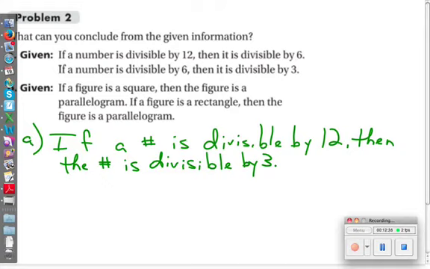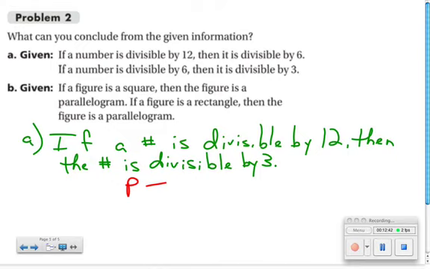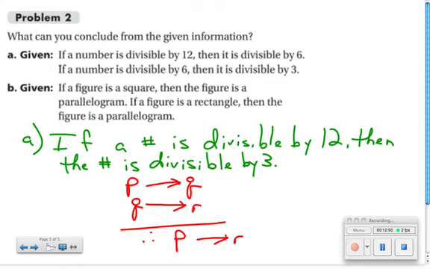Please remember, the law of syllogism says if P arrow Q is true and Q arrow R is true, my conclusion, remember, was P arrow R. I don't need to make any mention of that man in the middle, the divisible by 6. The law of syllogism allows us to take those two if-then statements and smush them down into one. And I can leave out the divisible by 6 part.